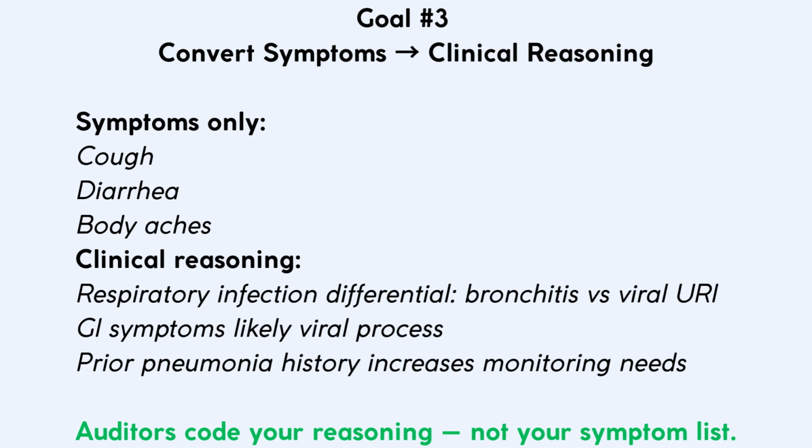Goal number three, convert the symptom list into clinical reasoning. Symptoms only, right? So if you're just listing cough, diarrhea, body aches, no. What they want to see is your clinical reasoning. That's what we're getting paid for. Respiratory infection, differential, bronchitis versus upper respiratory infection, GI symptoms, likely viral process, prior pneumonia history, increases monitoring needs. Okay, so the auditors code your reasoning, not your symptom list.